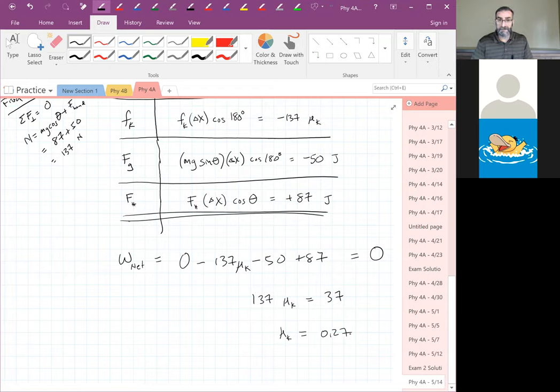We okay? So we're done with this problem. They asked for mu sub k, and we found it using the approach that we know so far, right? We looked at the work done by every force acting on our object, added them up to get the net work done, and set that equal to the change in kinetic energy. Constant velocity.